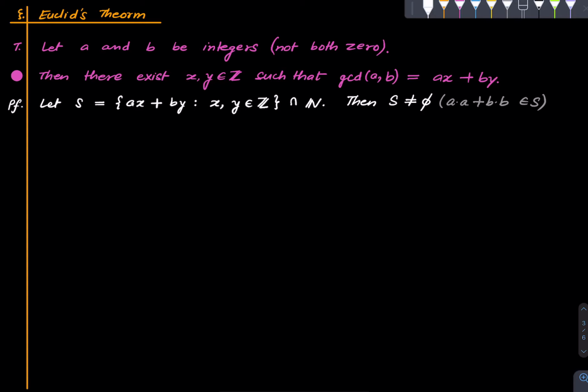If you have a non-empty subset of natural numbers, then it has a smallest element. That is the well-ordering principle or common sense. So let D be the smallest element of S. And we will show, so this will be our final goal, that D is the GCD of a and b.